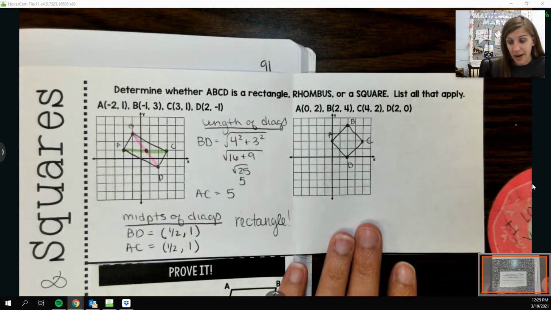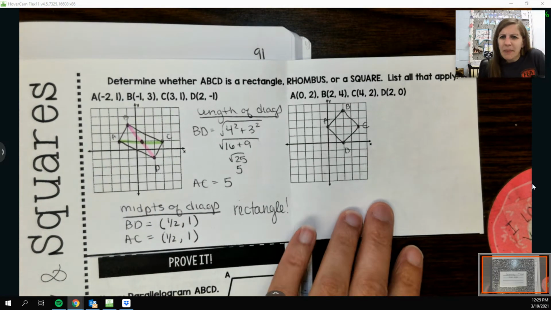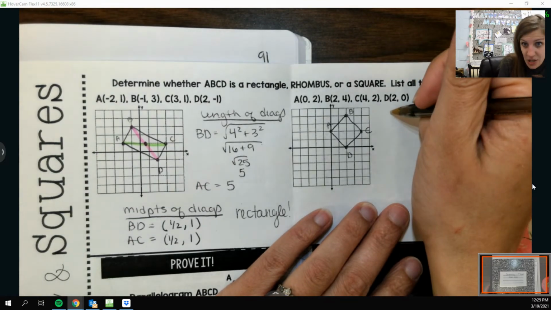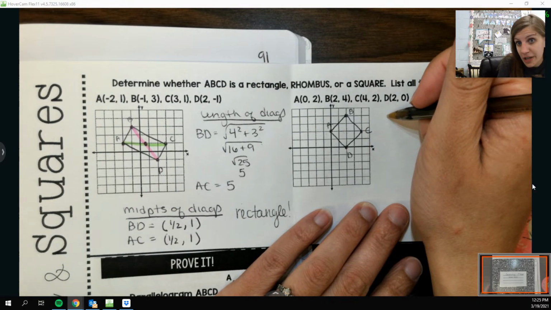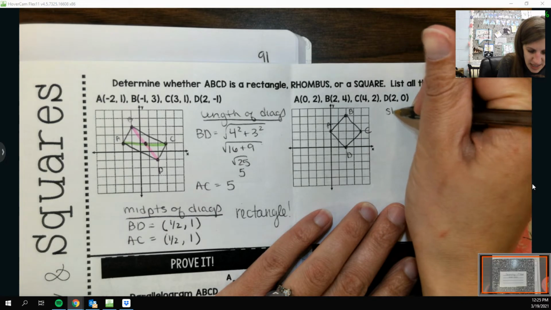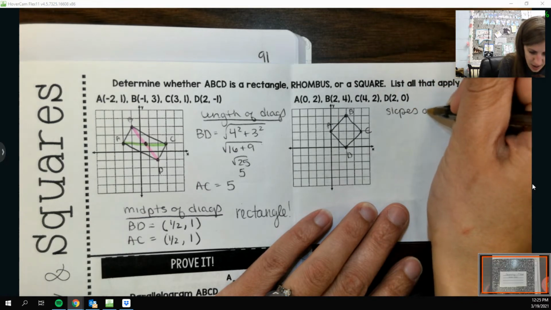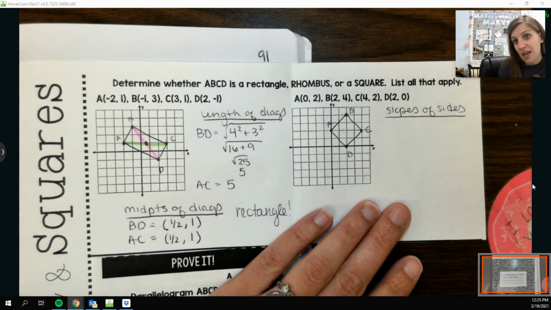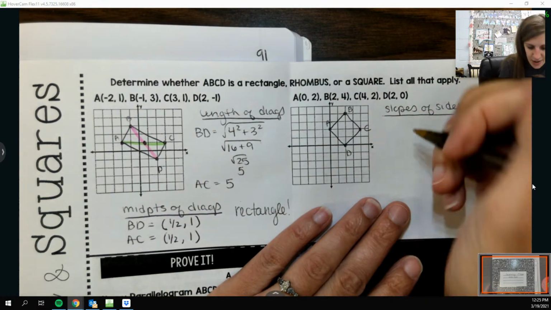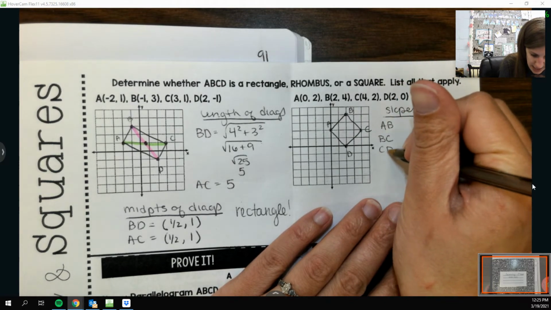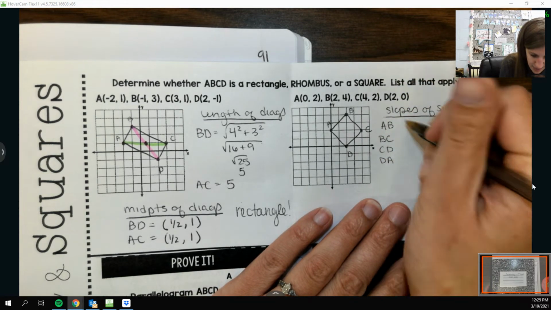That boy looks like a square. So maybe going back to basics, to know that I'm a square, I just need to know if I have all congruent 90-degree angles and all congruent sides. So let's find the slopes of the sides, because that will tell me if they are perpendicular or not. So AB, BC, CD, and DA.